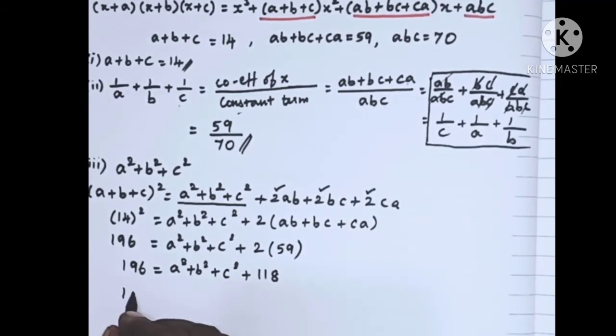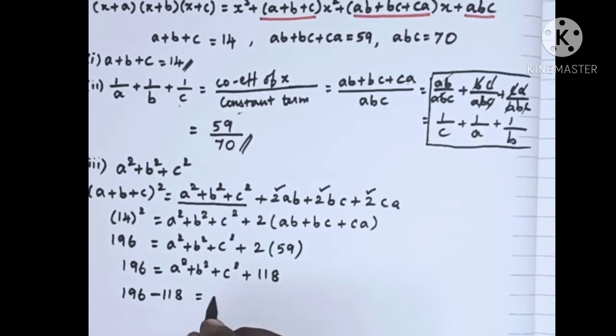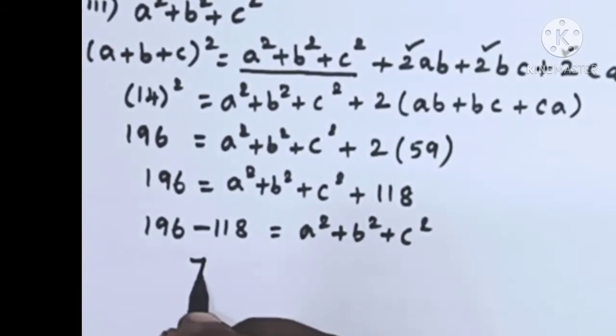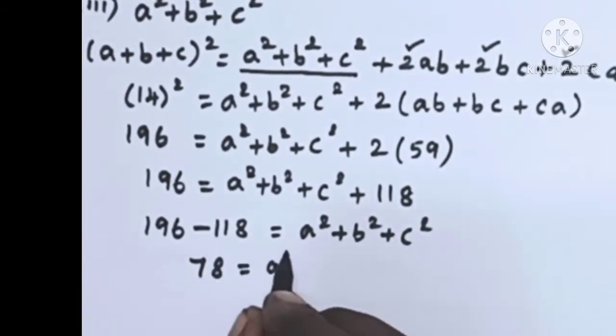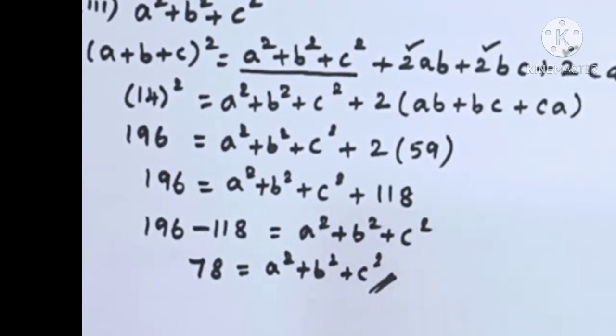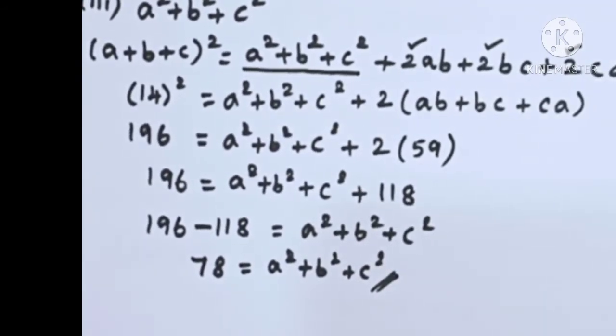So 196 plus 118 will become minus 118 when it goes to the left hand side. Write this A square plus B square plus C square as it is. So subtracting these two terms, we will get 78 is equal to A square plus B square plus C square. This is the answer for the third subdivision.